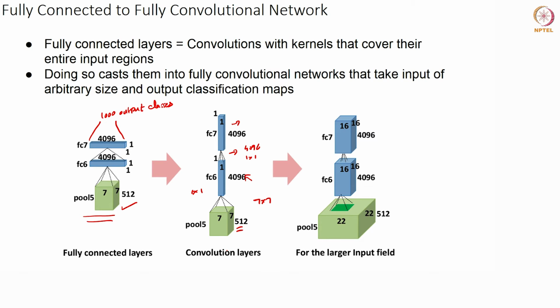So what advantage does it produce? Let's say for this particular network, this particular layer gets a larger input, because your input size is different. It's 22 cross 22 and 512 channels. You can see that since we have defined 7 cross 7 filters, you will get a 16 cross 16 output. Again, the number of channels is fixed, 4096. And again, by doing 1 cross 1 convolution, you get 16 cross 16 output feature maps.